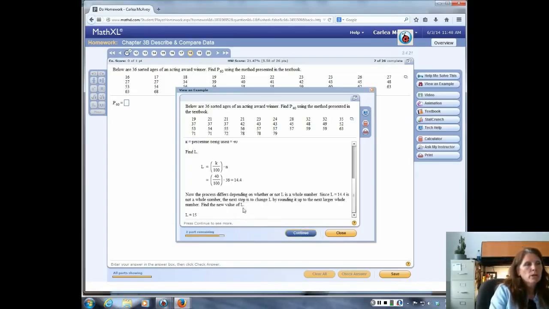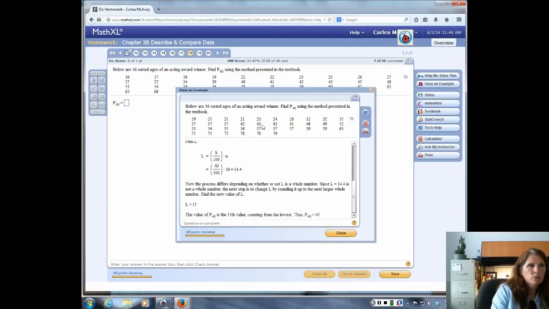So we want to go to the one higher than that. So we go, there's 10, 11, 12, 13, 14.4. So we need to go up 1 from that to the 15th. And that's where we get to the 43. So we always go, if it's 14.4, we need to go up to the next highest one, right?